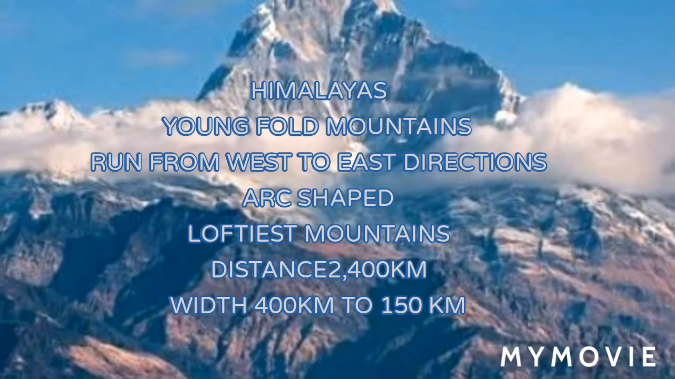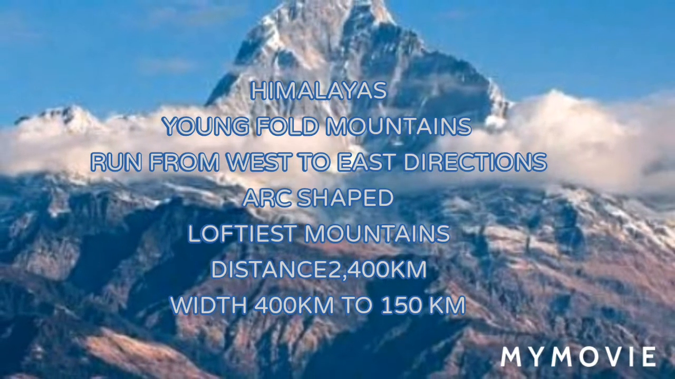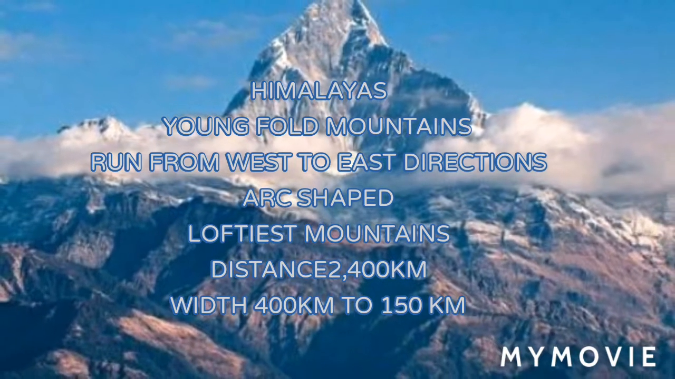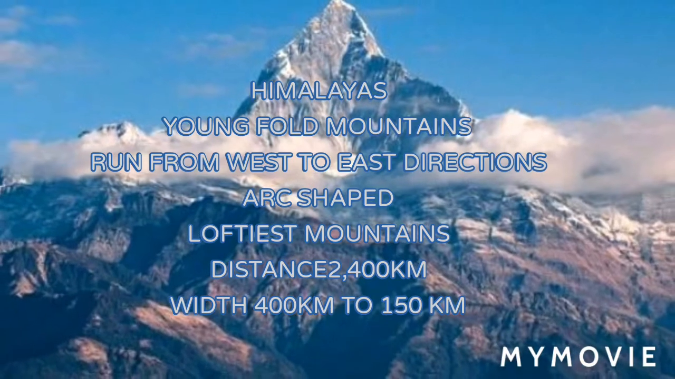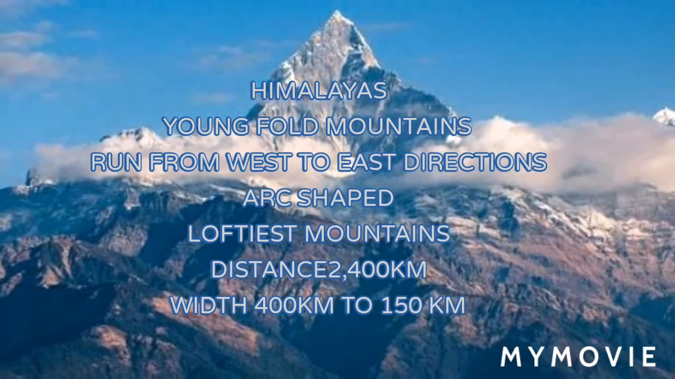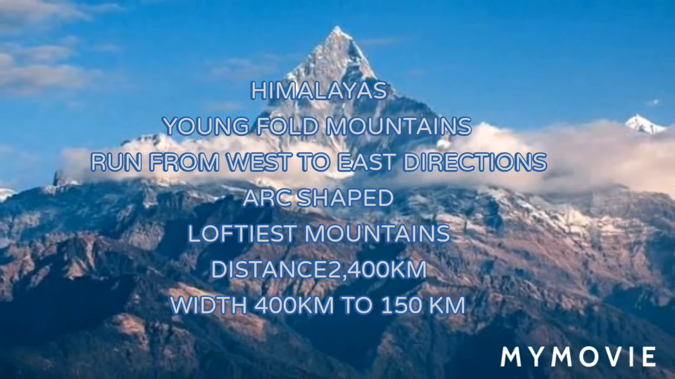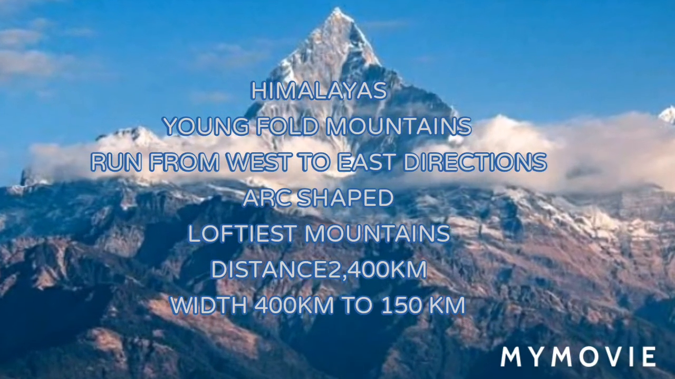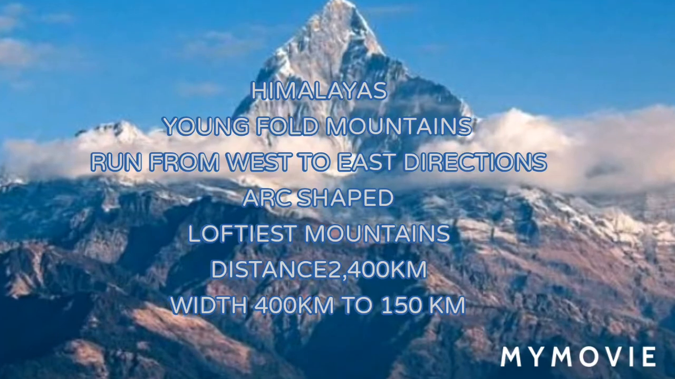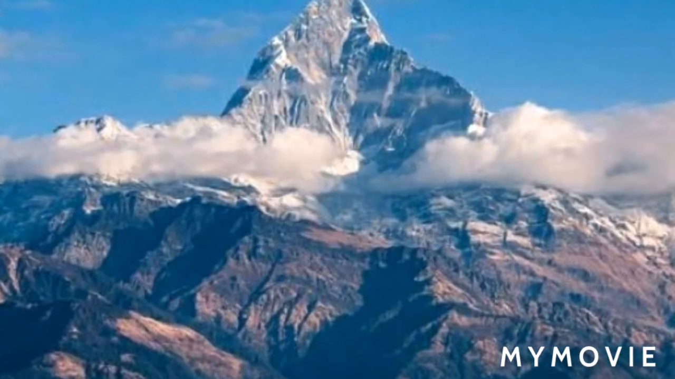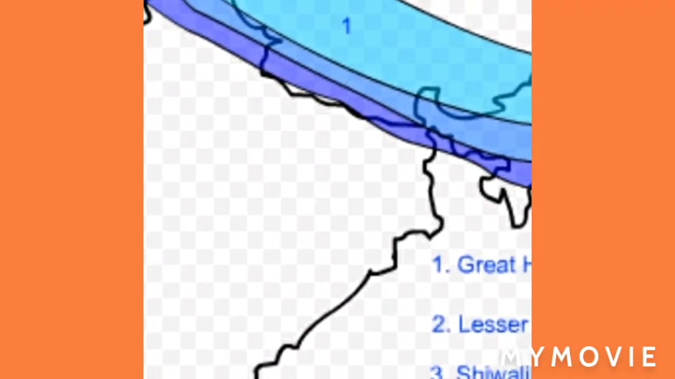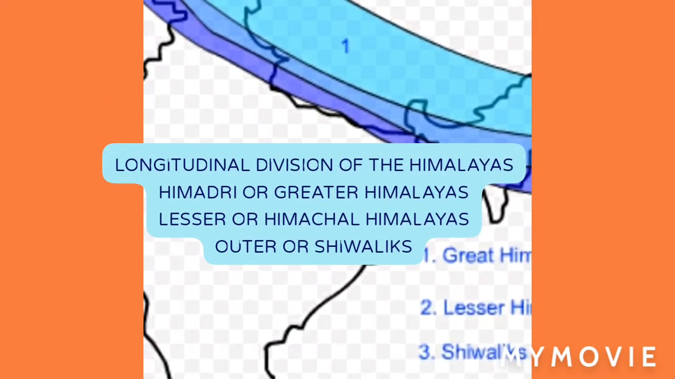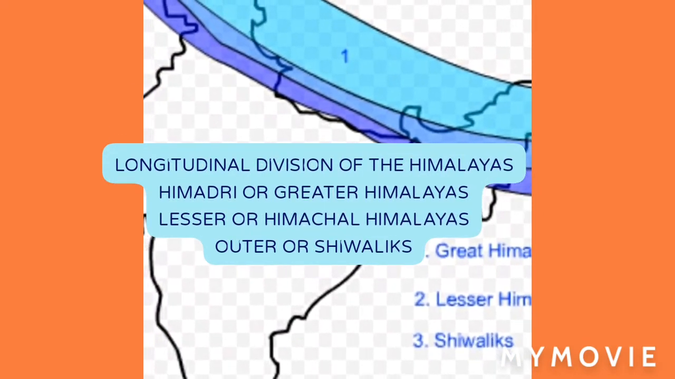Their width varies from 400 kilometers in Kashmir to 150 kilometers in Arunachal Pradesh. The altitudinal variations are greater in the eastern half than those in the western half. Now children, let us classify the Himalayas on the basis of their longitudinal extent. The Himalayas consist of 3 parallel ranges in their longitudinal extent. A number of valleys lie between these ranges.